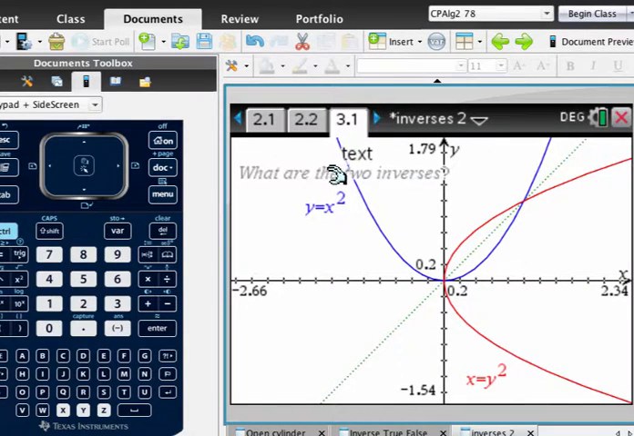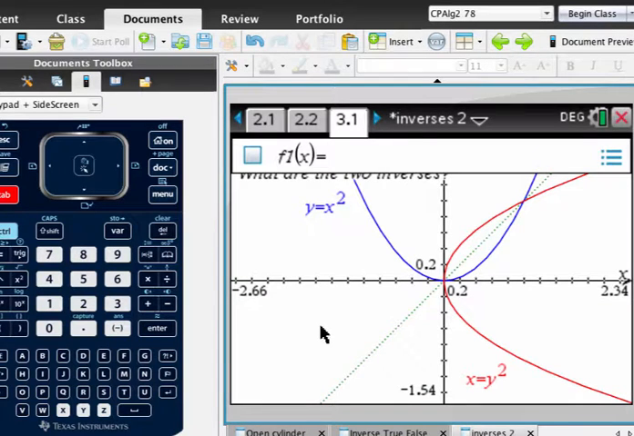Okay, here's another thing to think about. What are the two inverses? This is y equals x squared, and this is its pal, x equals y squared. I want you to think about one-to-one functions, and think about which piece of either of these functions you would keep in order to guarantee that both of the functions are one-to-one.